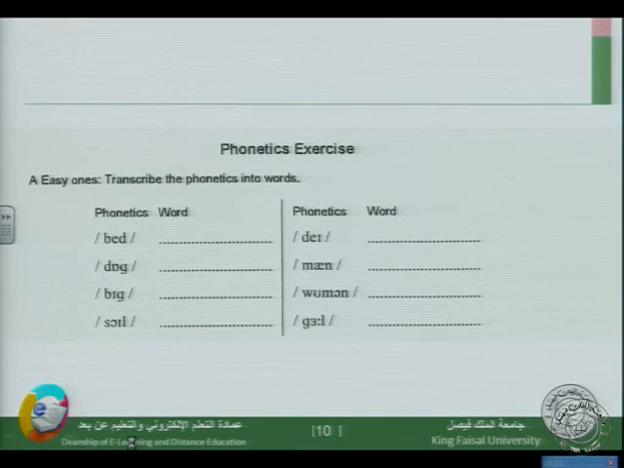Now, here we have another transcription exercise. I'm asking you here to transcribe and to give the phonetic form or symbol for each word.